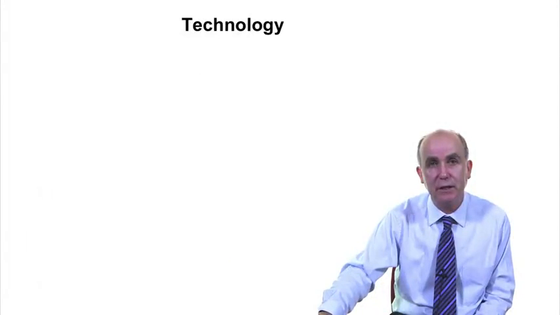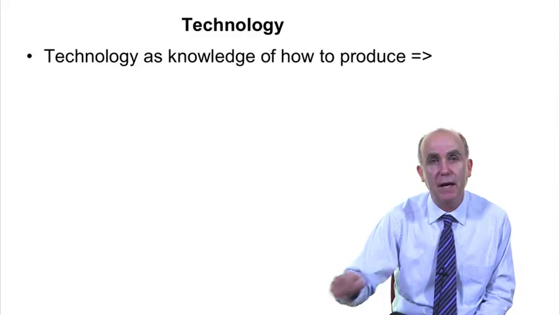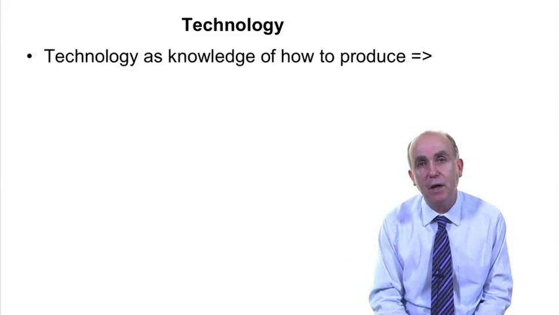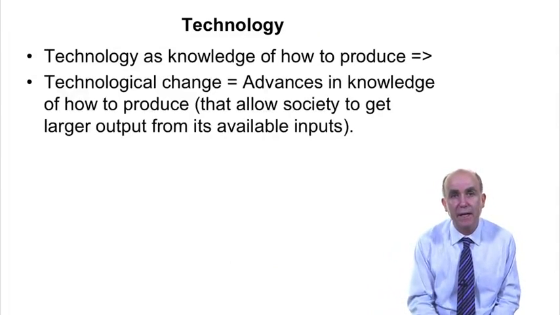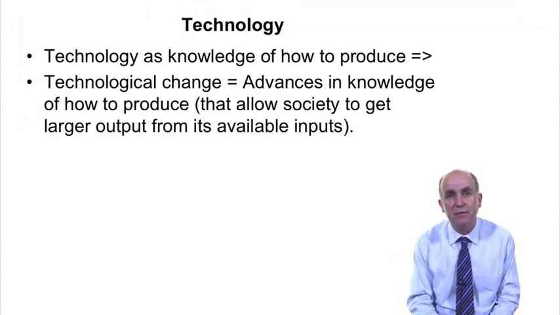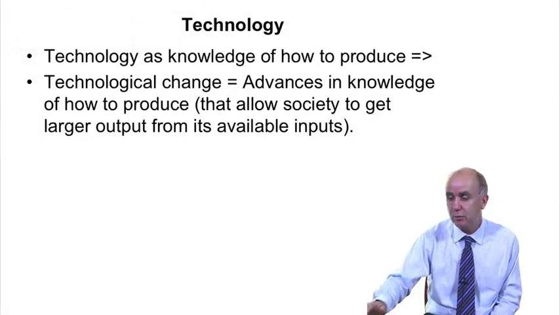How does technology come into the picture? Well, I'm going to think of technology as being the knowledge we have about how to produce. And technological change I'm going to think of as advances in knowledge of how to produce that allow society to get a larger output from its available inputs. So technological change is about working out ways in which we can produce more from our available inputs.